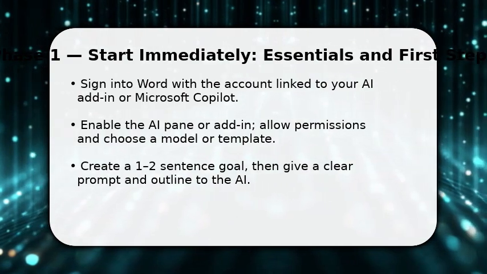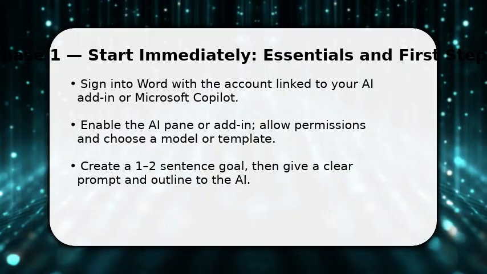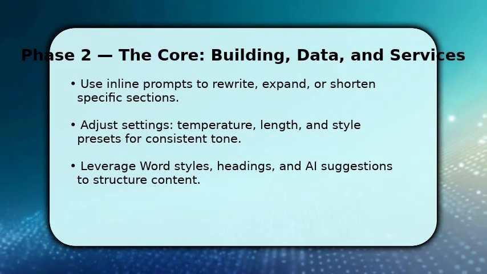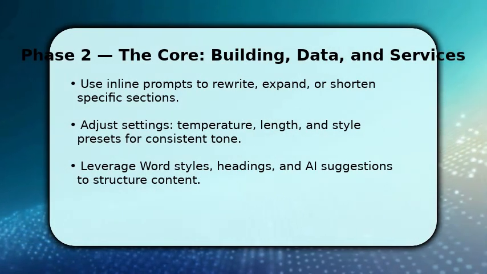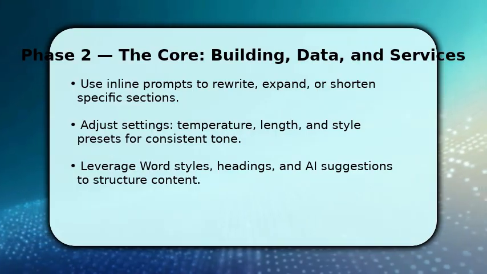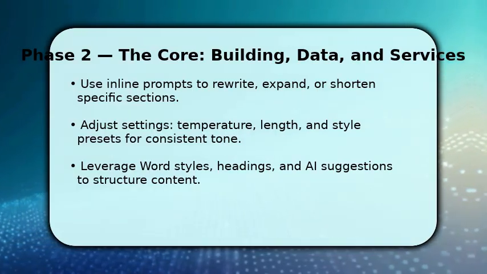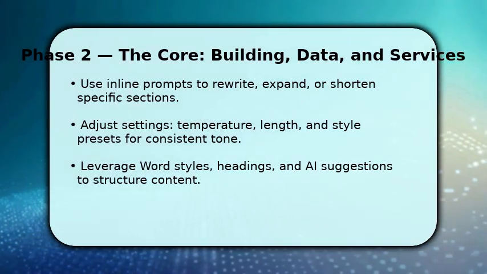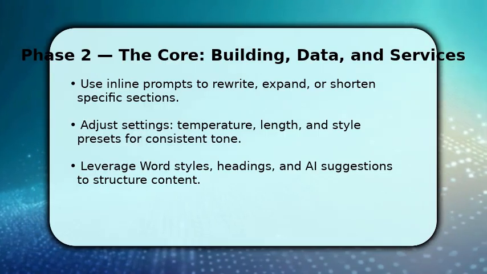Once you have the initial output, focus on controlled editing. You can select text and ask the AI to rewrite, expand, or condense. This keeps the core idea intact. Make adjustments to model settings: lower temperature for precision, higher for creativity, and set target length.